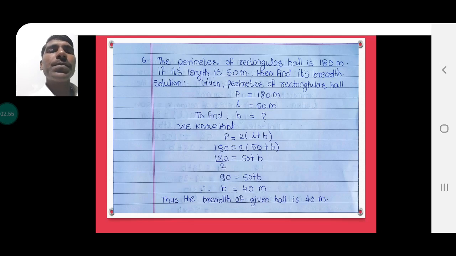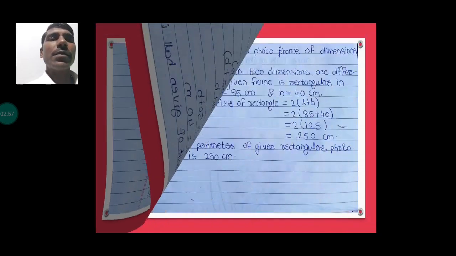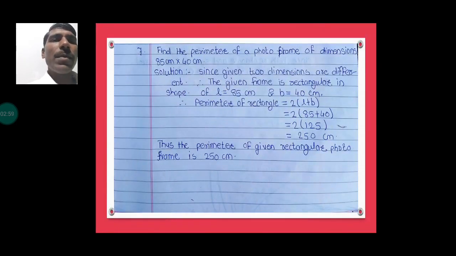Example number 7. Find the perimeter of a photo frame of dimension 85 centimeter into 40 centimeter. So there is one photo frame which is in a rectangular shape, because the dimensions are different, length and breadth are different. So obviously it is in a rectangle shape.